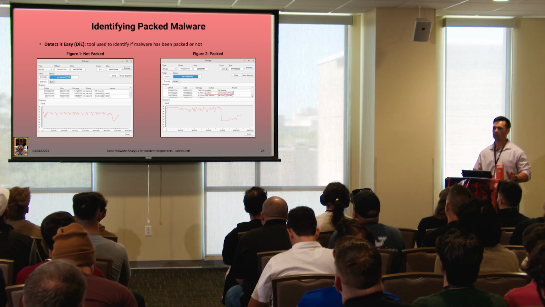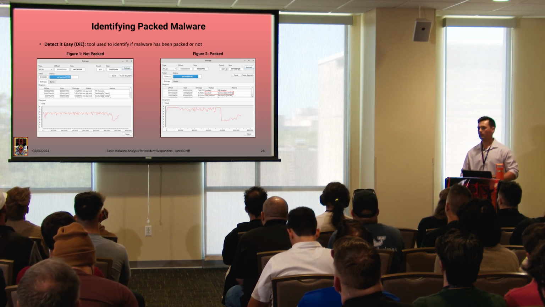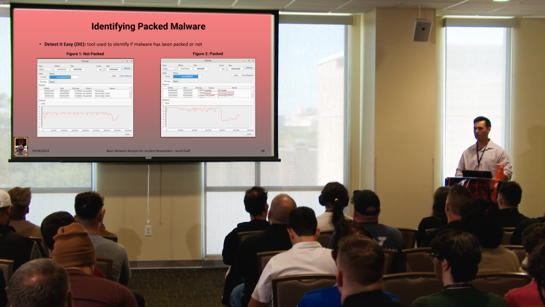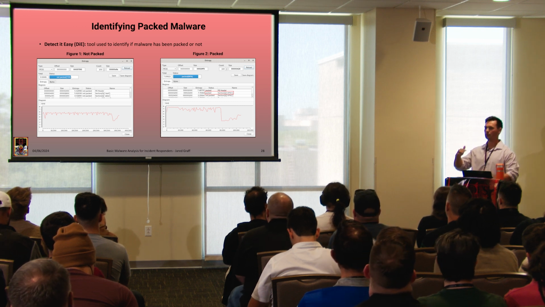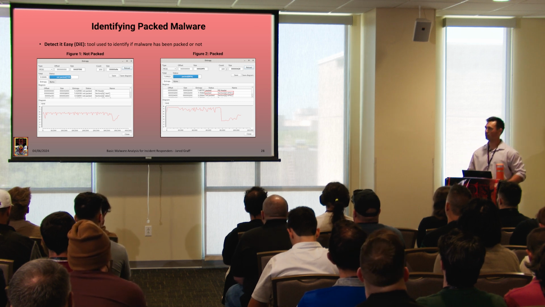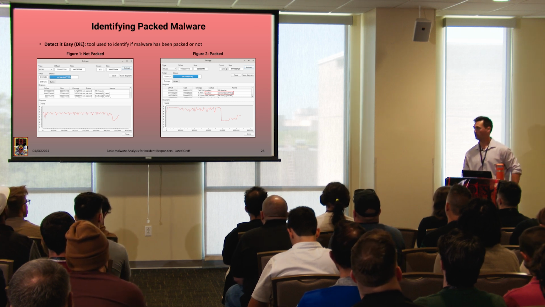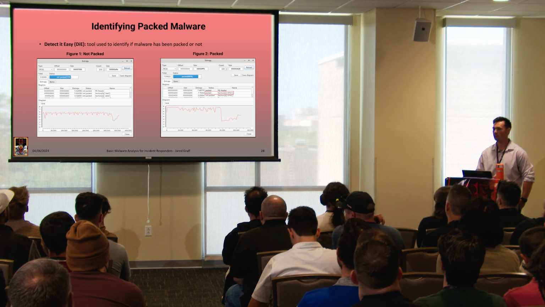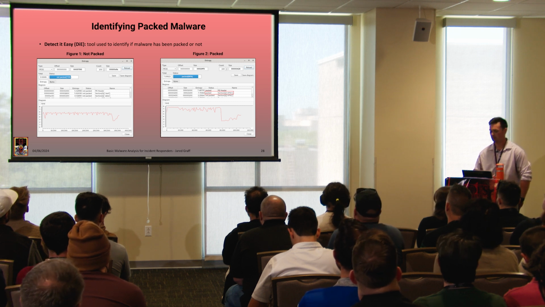Detect It Easy cannot identify every packer though. If you go to Detect It Easy's Git repository, it has a list. I think it's like 10 or 12 packers that it can identify. But if a malware author chooses to use a custom packer, it will likely miss it. It will identify that it's packed, but it won't display a packer here.